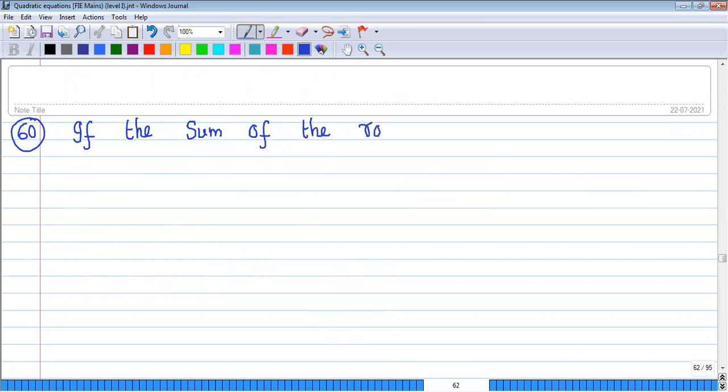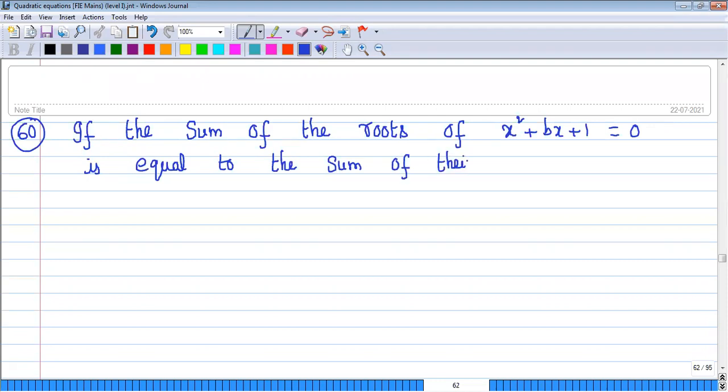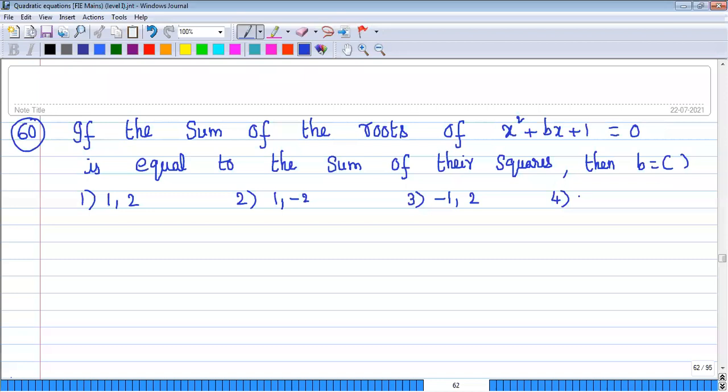If the sum of the roots of x square plus bx plus 1 equals 0 is equal to the sum of their squares, then b equals to: so 1 comma 2, second one is 1 comma minus 2, third one is minus 1 comma 2, fourth one is minus 1 comma minus 2.